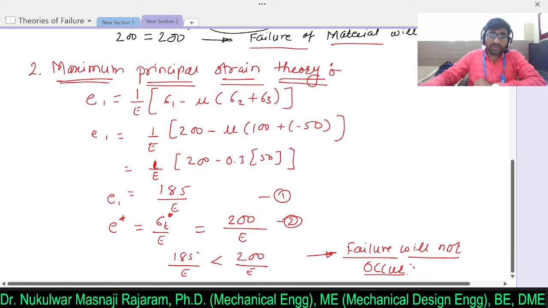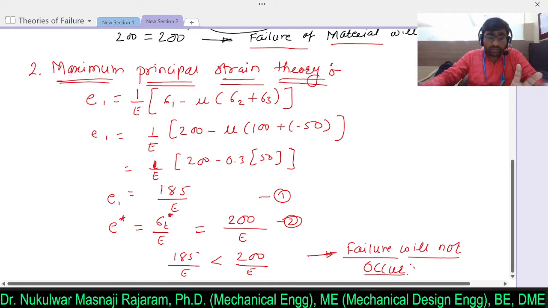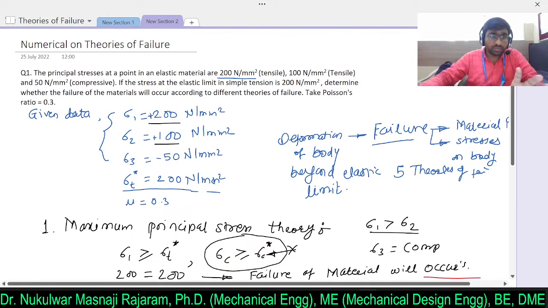That's why in the previous video I already explained the important point or conclusion that some of the theories are used in specific conditions only. Clear? So which theory we must use, that is important. Sometimes you may think that the material will not fail. However, failure will occur because of the maximum principal stress theory. Even though this theory is not showing it, it is not applicable in the case of this particular problem statement.